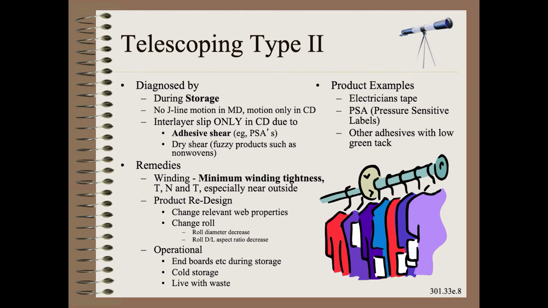Now, let's switch gears and forget everything you just learned, because we are going to learn a totally different telescope, Type 2. This is a telescope that occurs during storage. The sliding is not in the machine direction first, then in the cross direction as is Type 1, but rather is purely in the CD. The mechanics are that the layers are sliding on glue, or at least some types of glues, because they act like grease inside the winding roll. Again, we leave details to my Web 101 class.